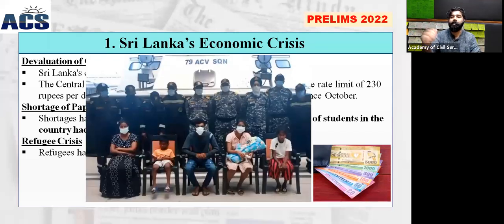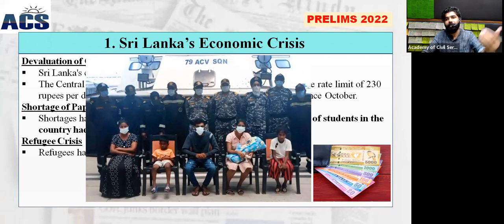The nearest country is India. The bordering country is India. You have seen this image. How many of you have seen this image? People from Sri Lanka migrating to India, especially to Chennai. This family moved from Sri Lanka to the Chennai port in order to escape Sri Lanka, and the Indian army has caught them.